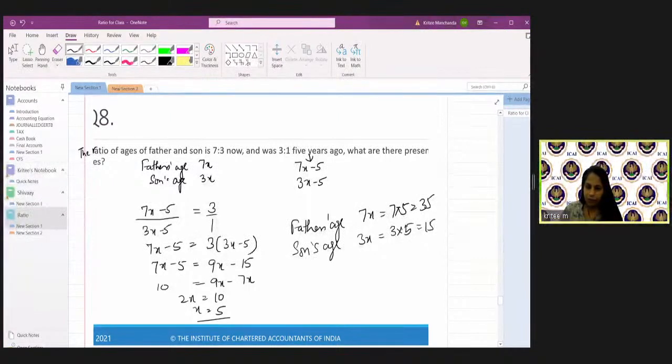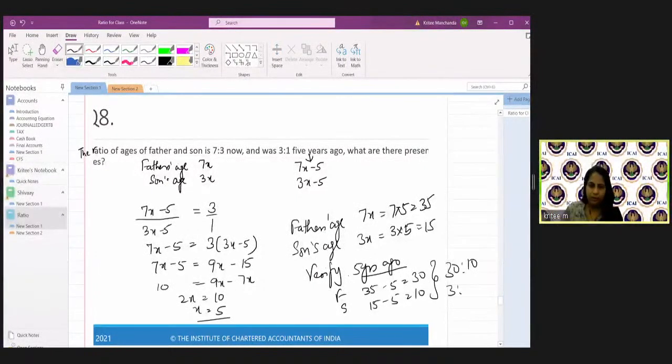And you can also verify. Go back 5 years ago: father would be 30 years, son would be 10 years. Isn't it in the ratio 3:1? That is what it said.